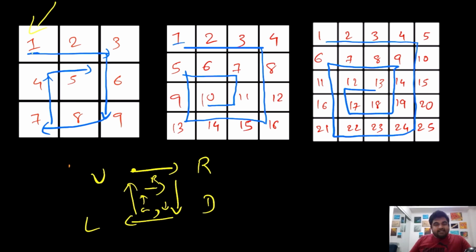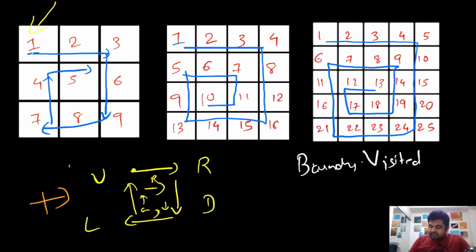Let's see what the approach would be to solve this problem. We already know the directions we need to traverse, and we are always traversing in a particular direction until we either hit a boundary or a visited node. This means these things are important for us to keep track of: we need to understand how to identify them, how to keep track of them, what the different approaches to tackle both of these are, and what the solution would be.